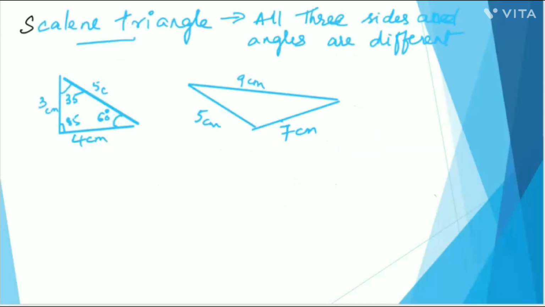Scalene triangle: all three sides and angles are different. This means this side and this side, all sides will be different. Also, the angles will be different: 35, 60, 85, for example, and the sides will be 3, 4 and 5 centimeters.